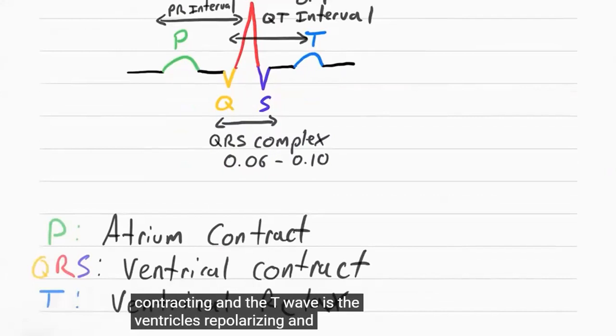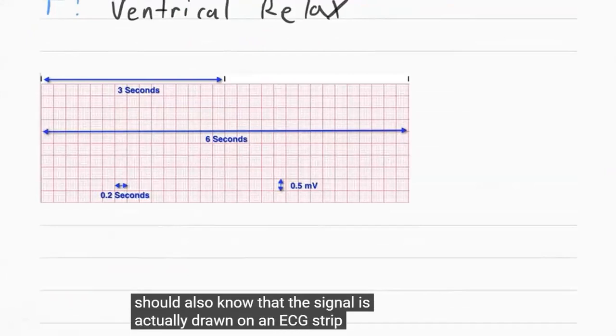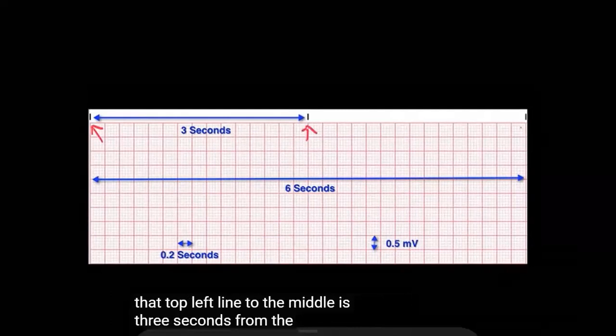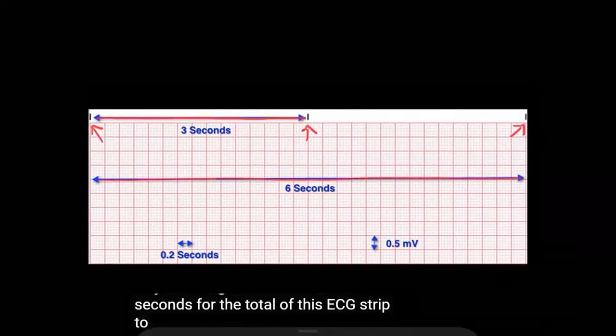You should also know that this signal is actually drawn on an ECG strip. When we take a look at this ECG strip, we see that the top left has a little line. From that top left line to the middle is 3 seconds. From the middle all the way to the right is another 3 seconds, for the total of this ECG strip to be 6 seconds long.